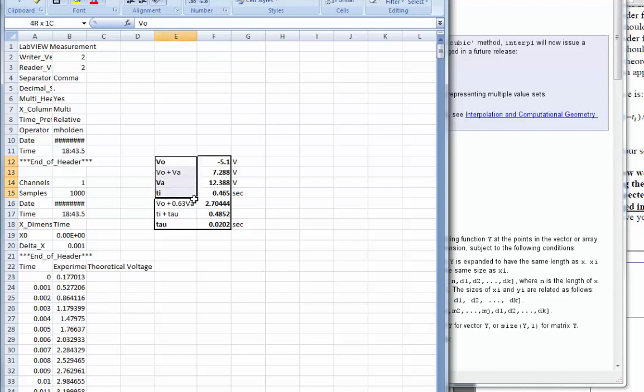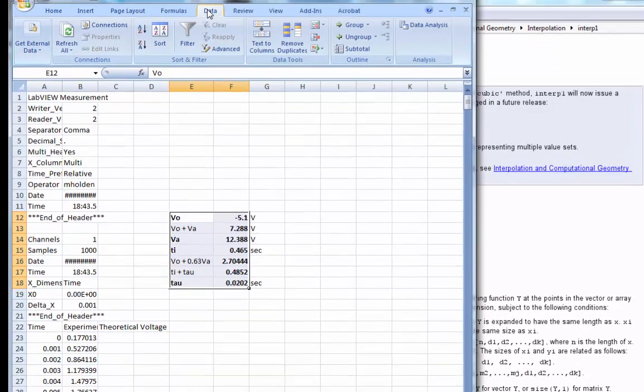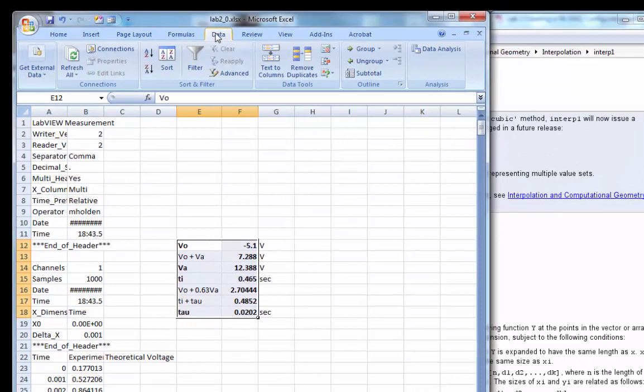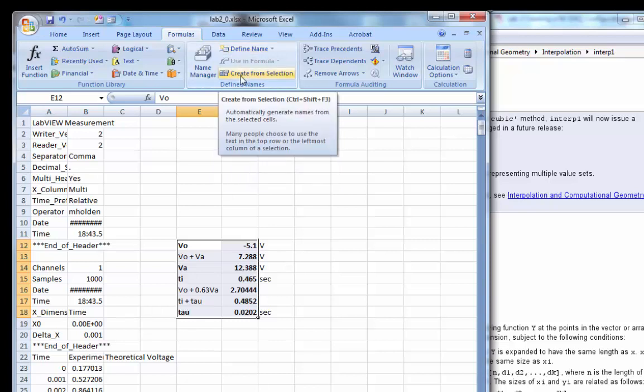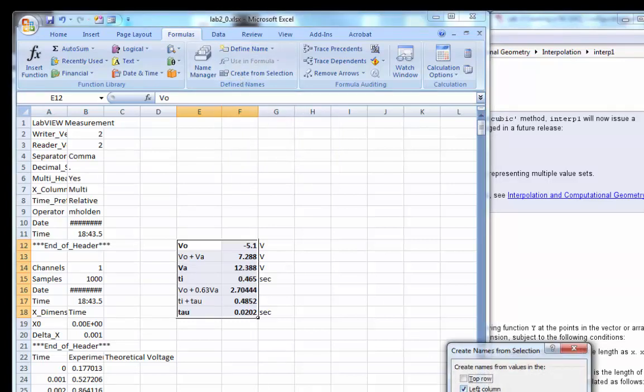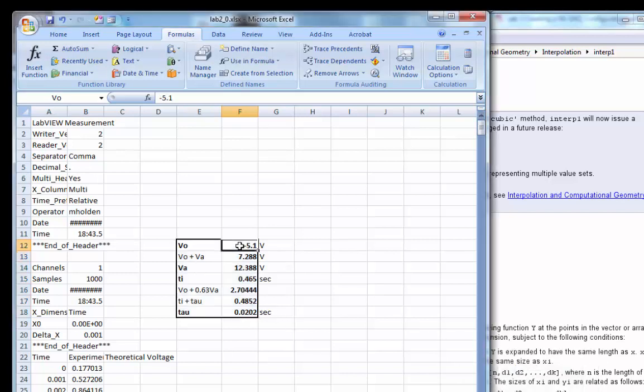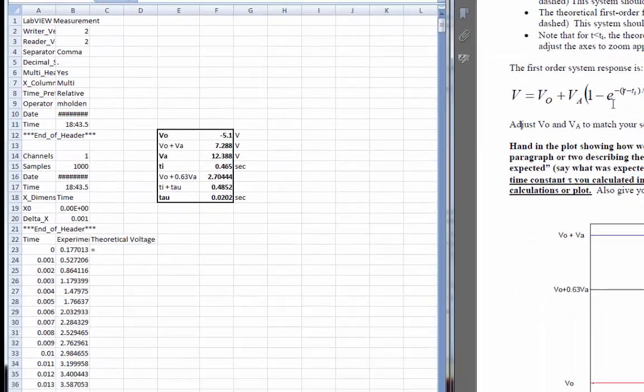I'm going to do one thing here. I'm going to highlight these, and then I'm going to go to Data, Formulas, and create names from the selection. They're in the left column. Now when I click on this, instead of being F12, this is called VO, and this is called VA, ti, and tau, so I can use them straight in my equation. So now my equation's over here.